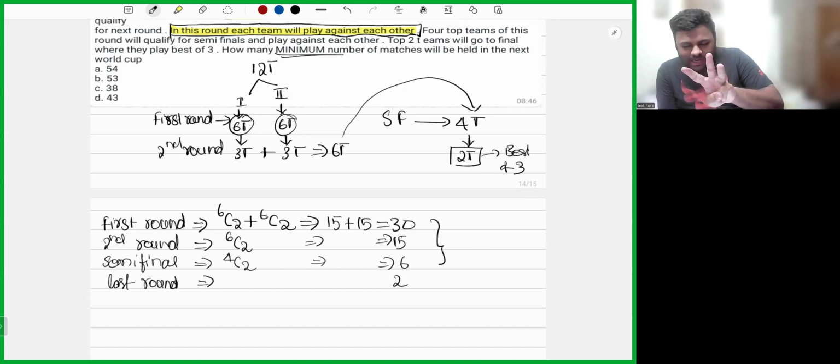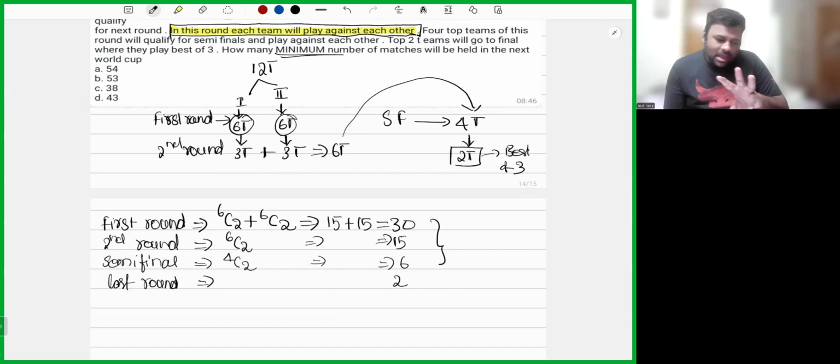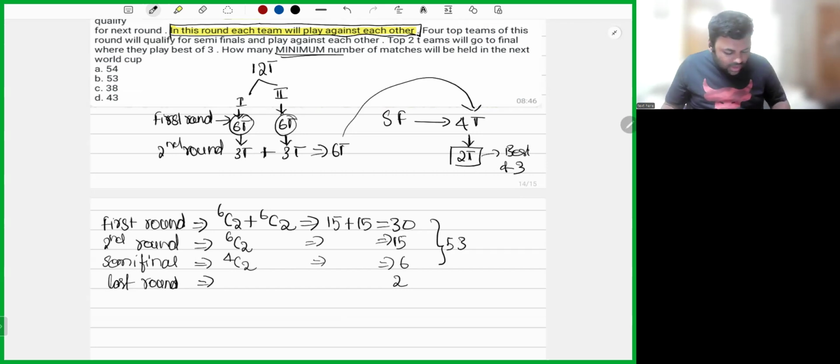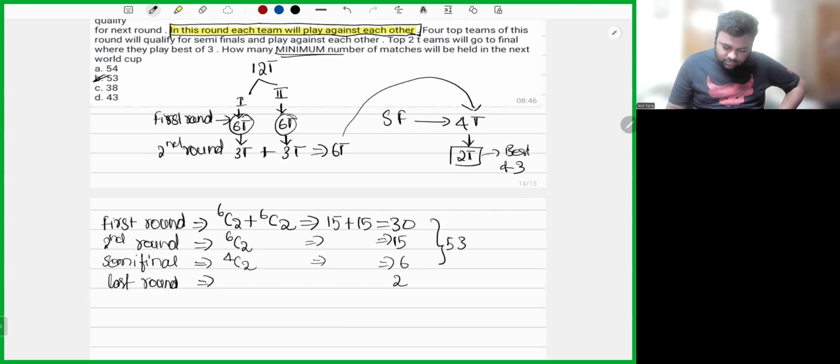But since he is asking minimum number of matches, I'm assuming that the result comes in the first 2 matches itself. We need not go to the third match. That's the reason 2. So 30 plus 15, 30 plus 15 plus 6 plus 2. Answer is 53. A little tricky one, but make sure that you will get it.